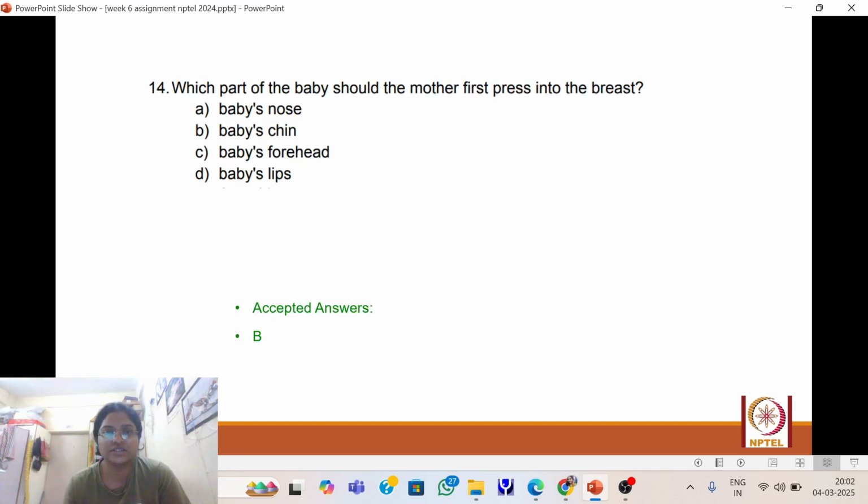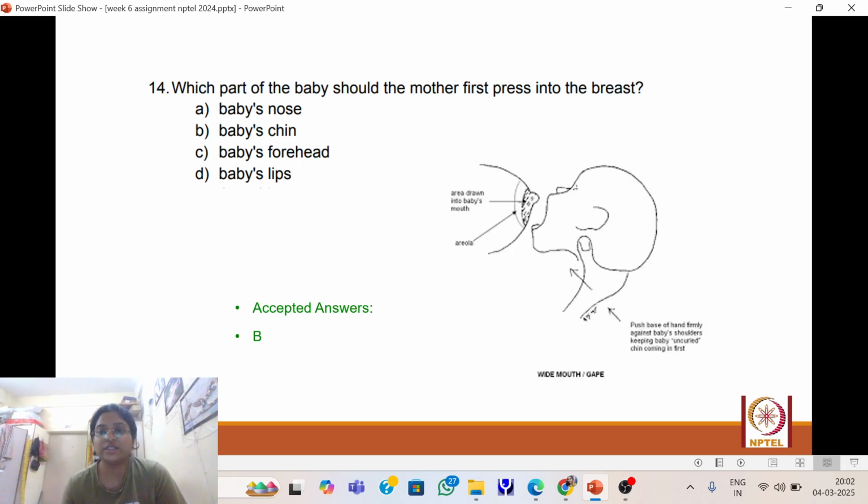Yeah, so this answer is baby's chin. So, which part of the baby should the mother first press into the breast? It should be the chin. Here you can see how the mother should hold the baby and how she should push it towards the nipple. So, this is the area where the baby's mouth should go into. So, push the base of the hand firmly against the baby's shoulders, keeping the baby, okay, like this. I hope it is clear. Moving on to the next.